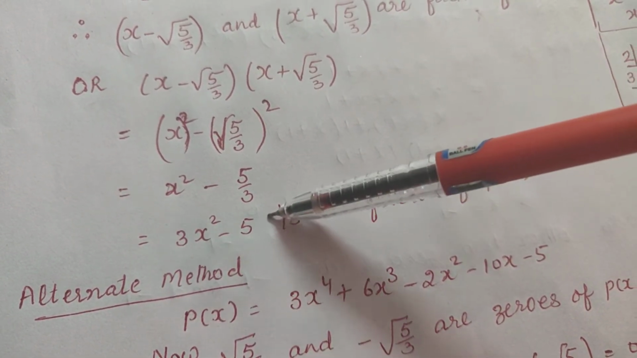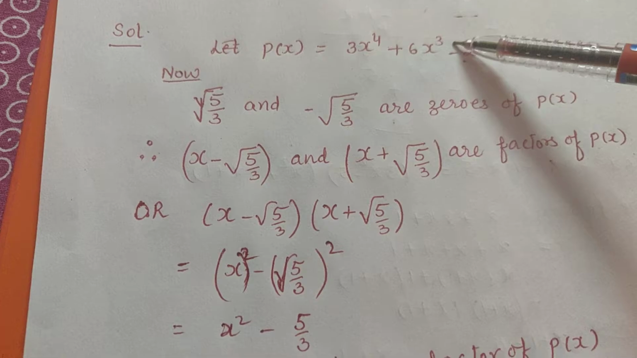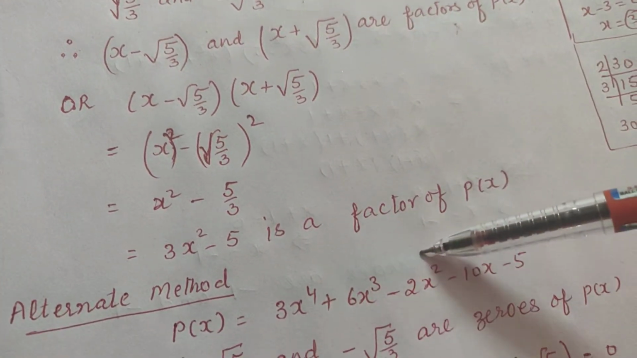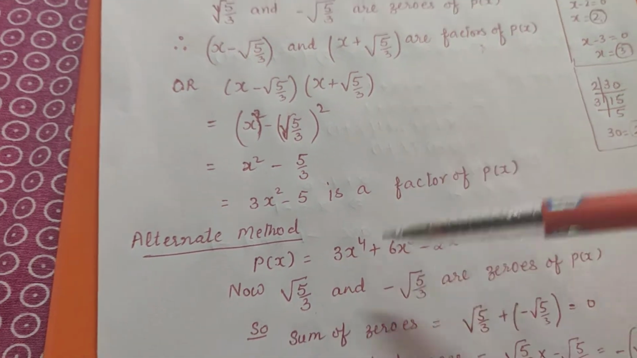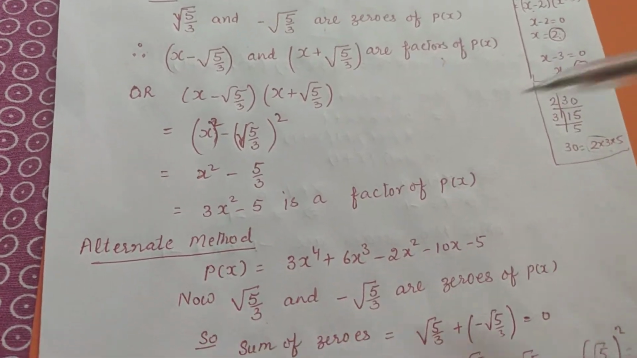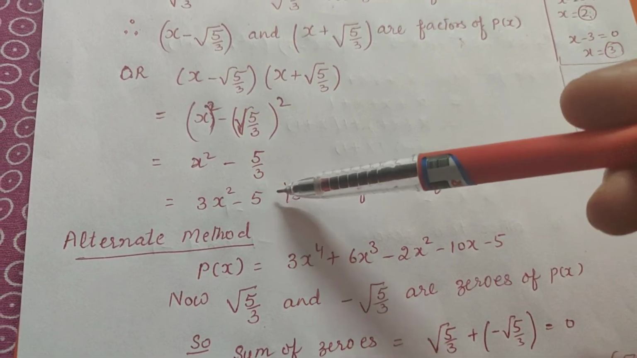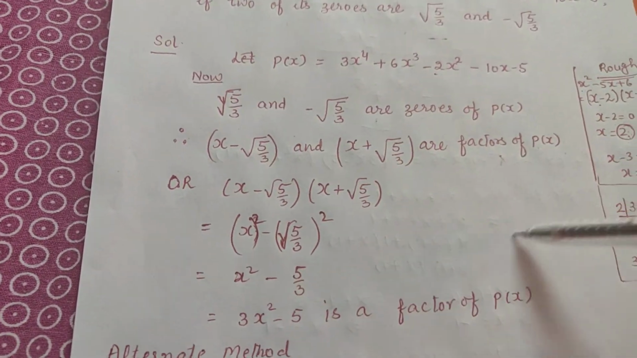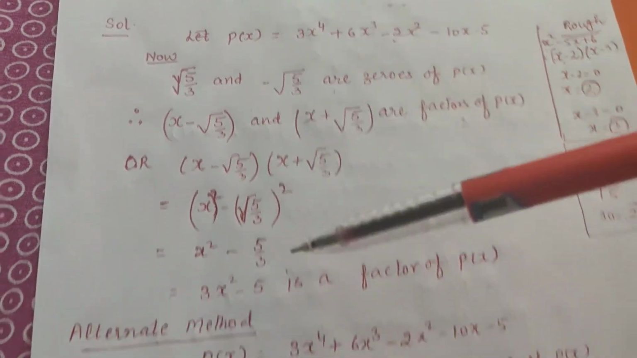This polynomial will be a factor of p(x), the product of these two. Now, we have an alternate method also for finding this polynomial. And what is that alternate method? If you don't want to do all this, you can just go by this.